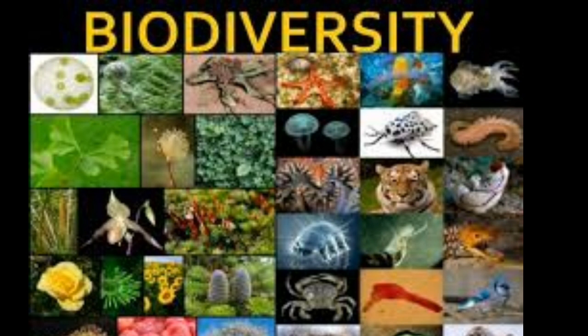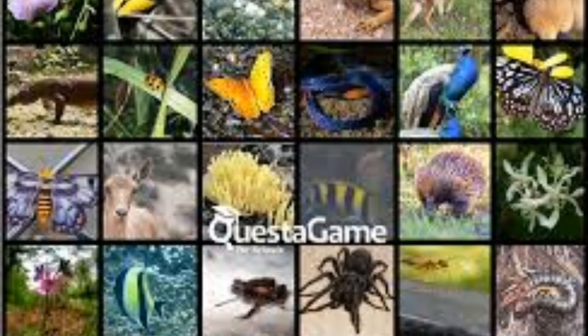So let's see what is biodiversity at the genetic level. At a finer level of organization, biodiversity includes the genetic variation within species, both among geographically separated populations and among the individuals within a single population.